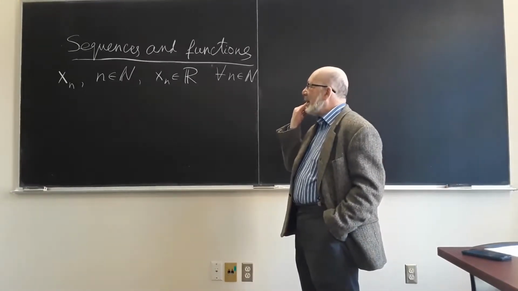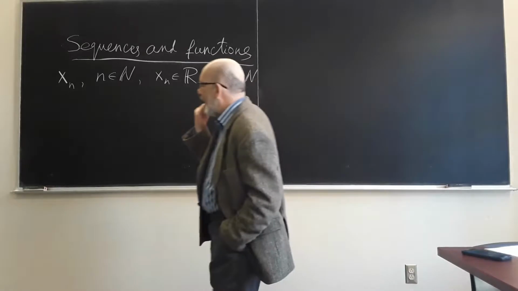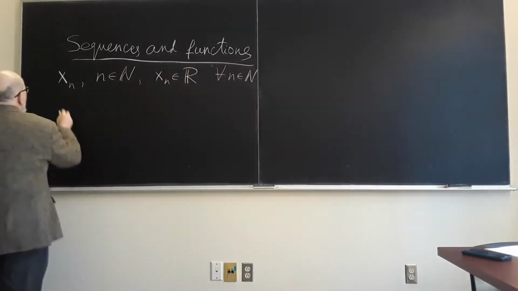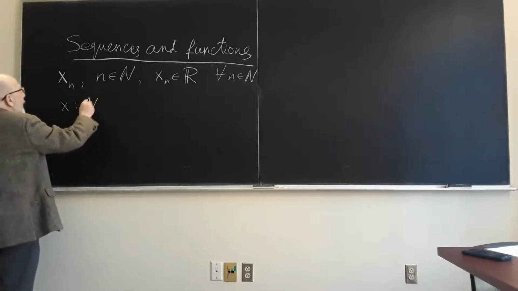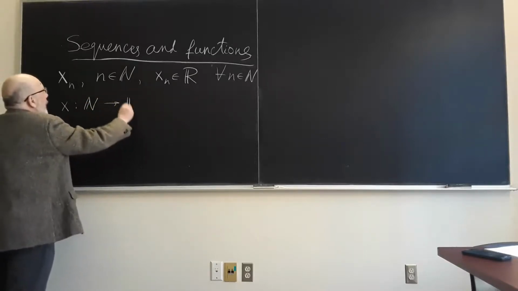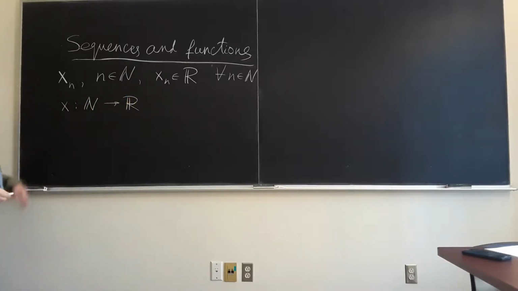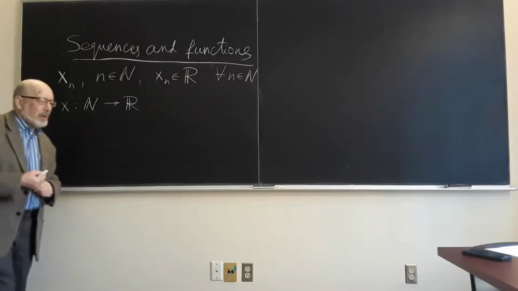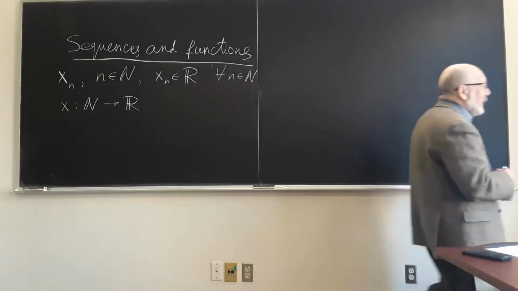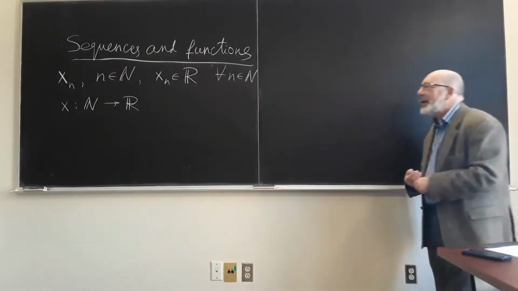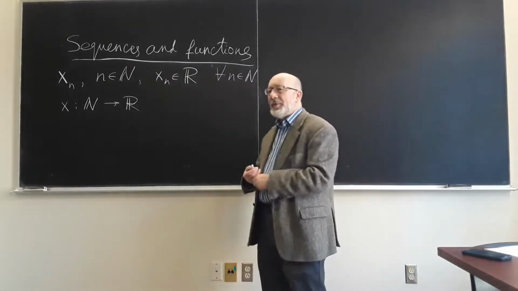It is itself a function, let's call it x, from N to R. Yeah? No argument can be written as an index, like we write it. So it is an object of our universe. It is a function, so it is a relation. It is a set, after all.